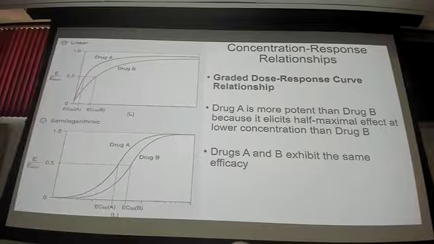medicine. And this is the same concept from the last slide, just showing you that sometimes you'll see a sigmoidal curve here or a linear curve. Same principle. Drug A is more potent than drug B, but their efficacy is the same.